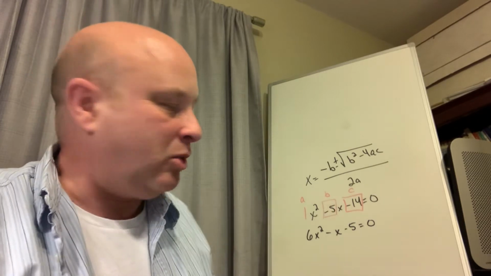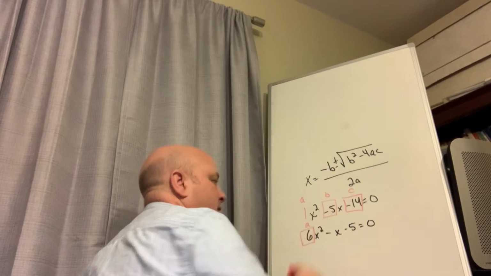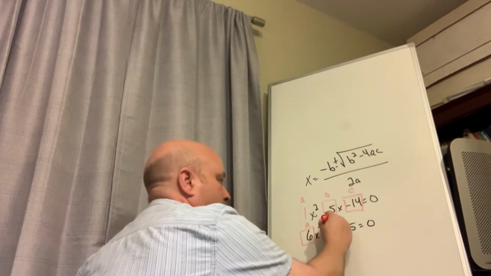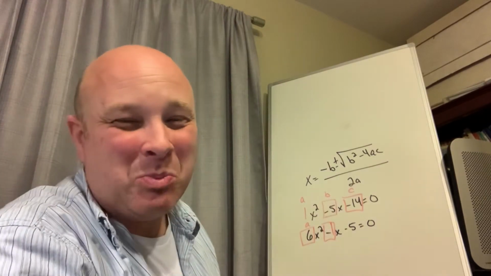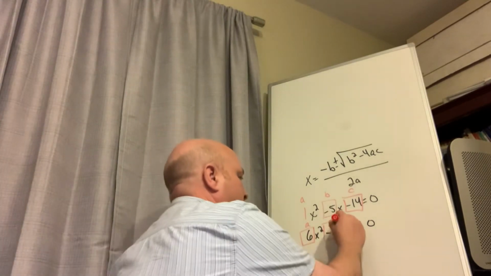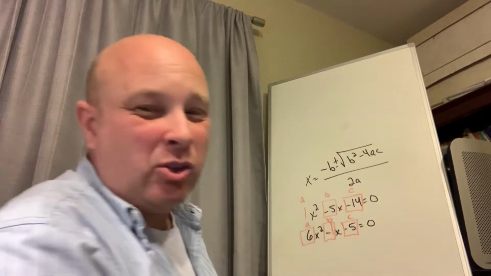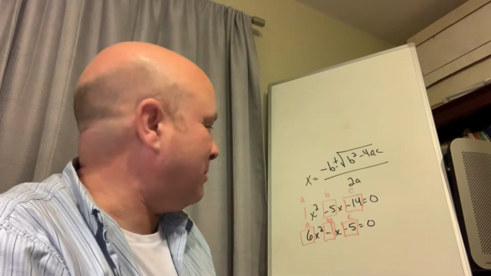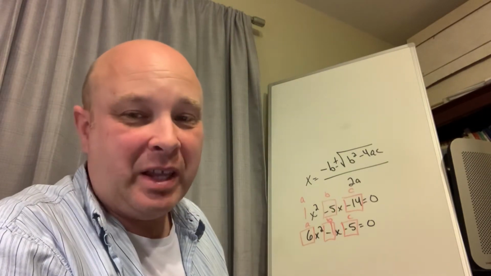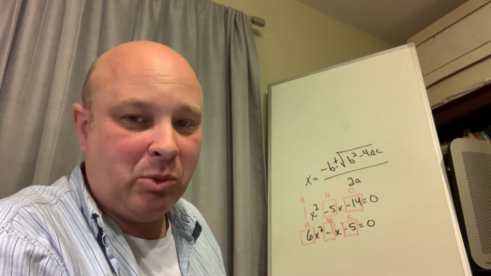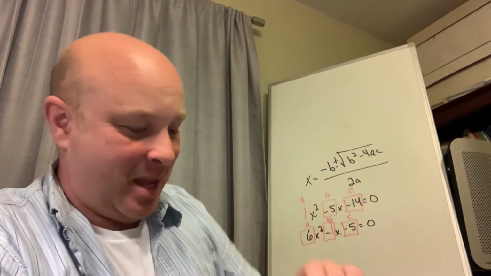Okay. So here we go. This is your a. Minus x means minus 1x. So minus 1 is your b and minus 5 is your c. You will need those to fill in the problems for numbers 2 and 3, okay?